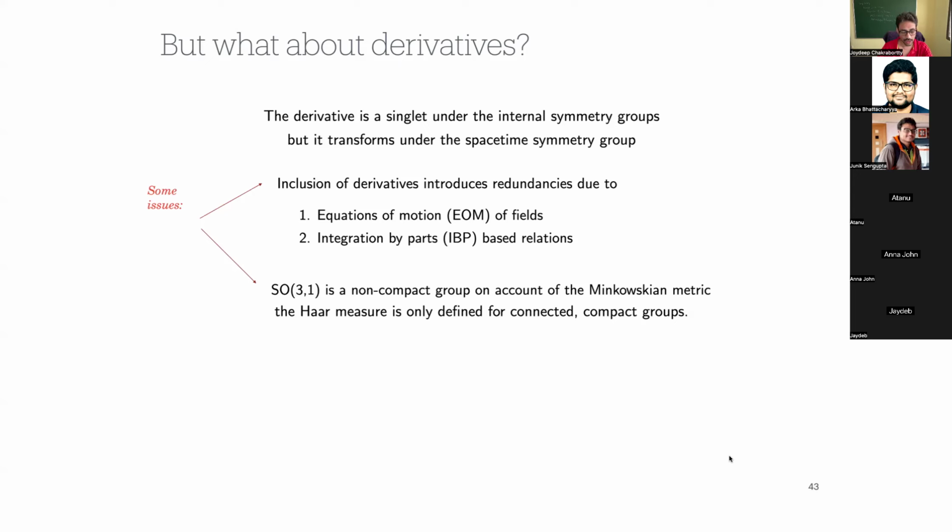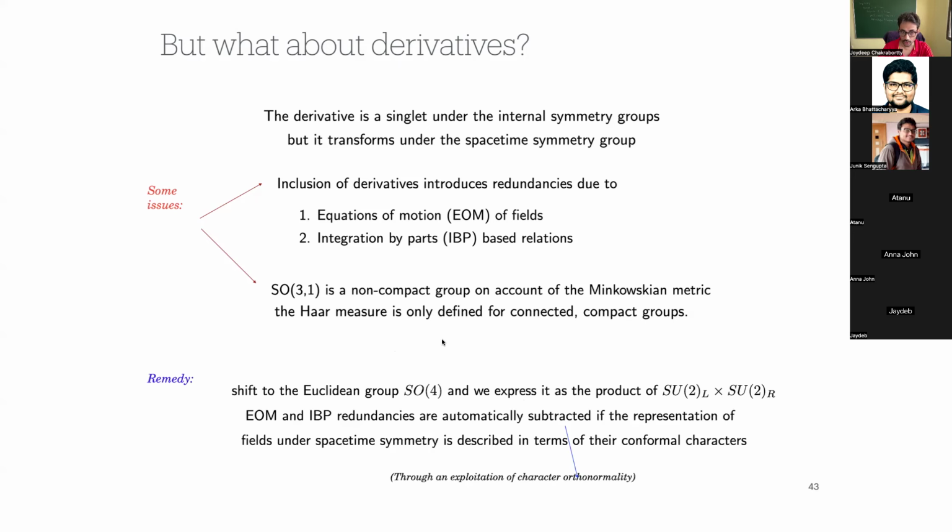We discussed this last time, and I'll discuss more when I talk about the more explicit operator structure. But the trouble is not there. The trouble is that when we talk about the derivative, the space-time symmetry is not compact. And the computation of the character function that I calculated is not applicable for a non-compact group. As I mentioned, the Haar measure is only defined for a connected compact group. So we cannot really do that.